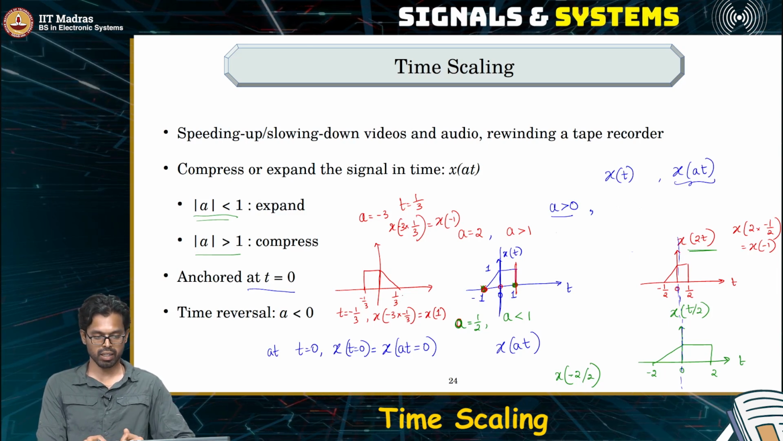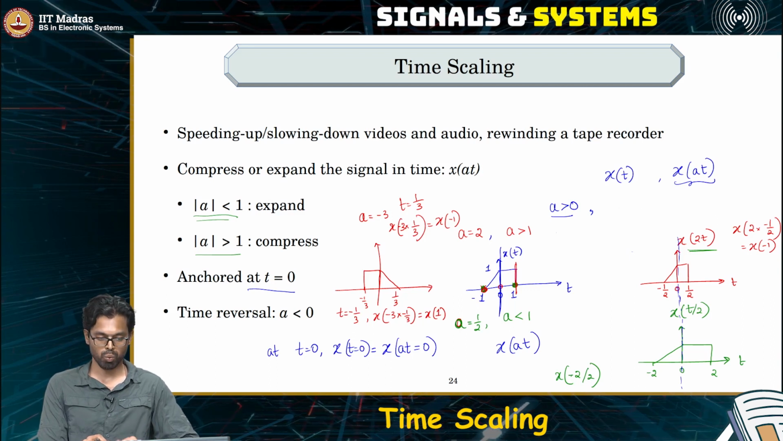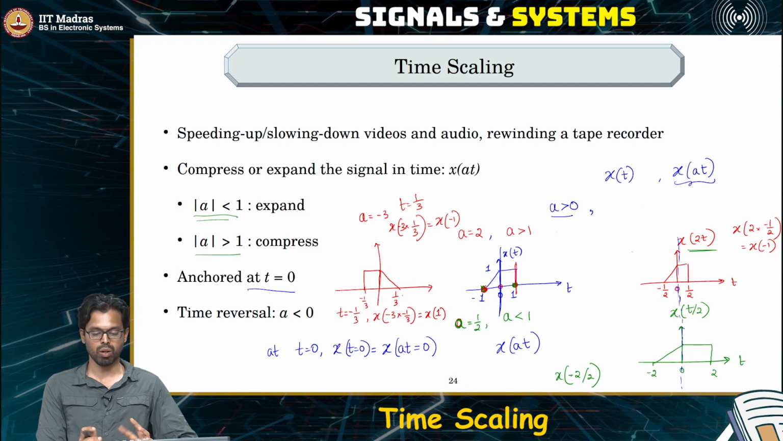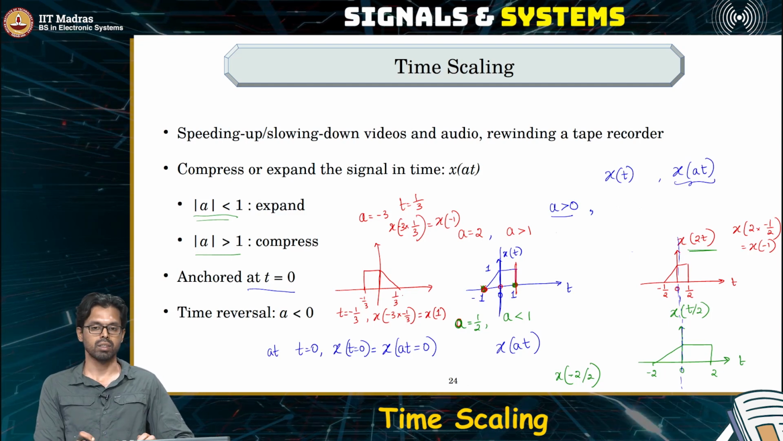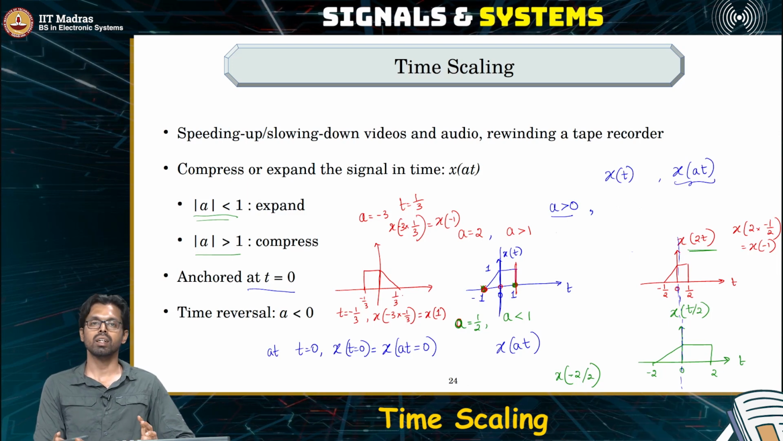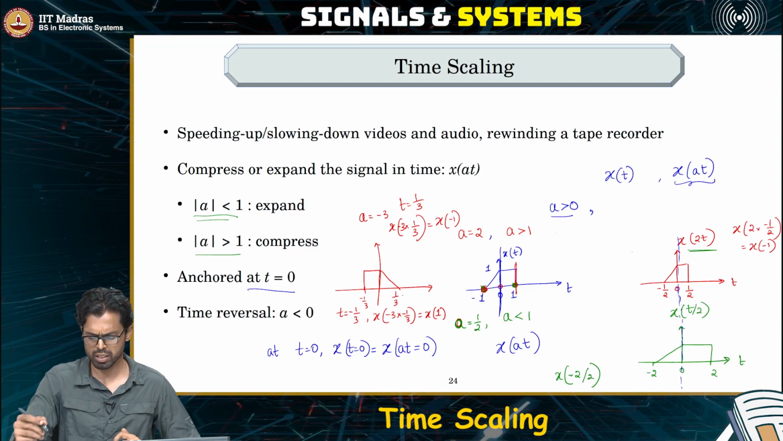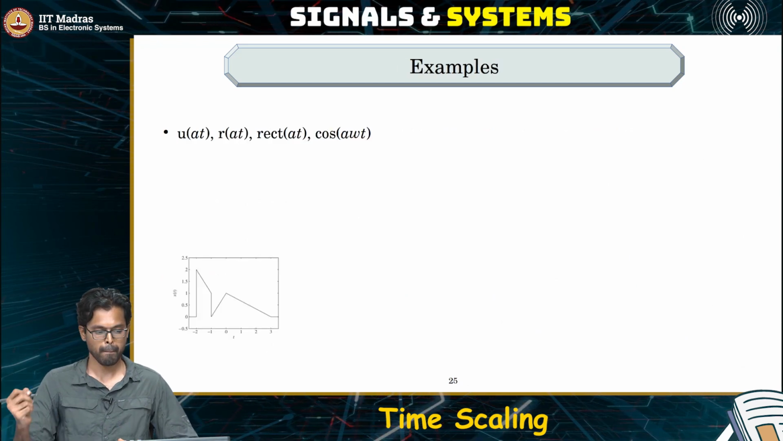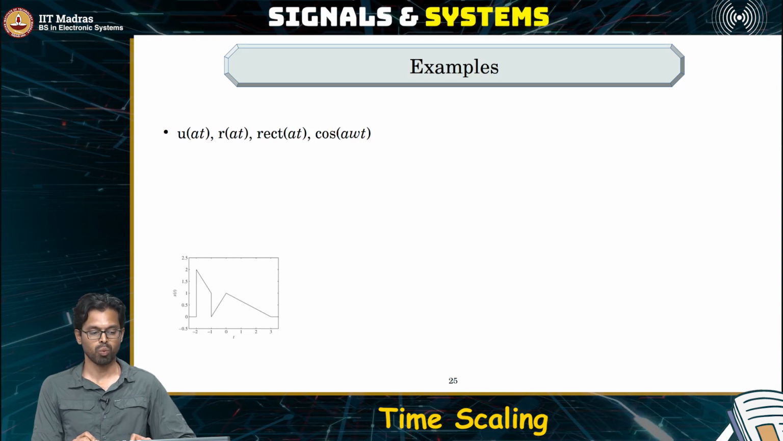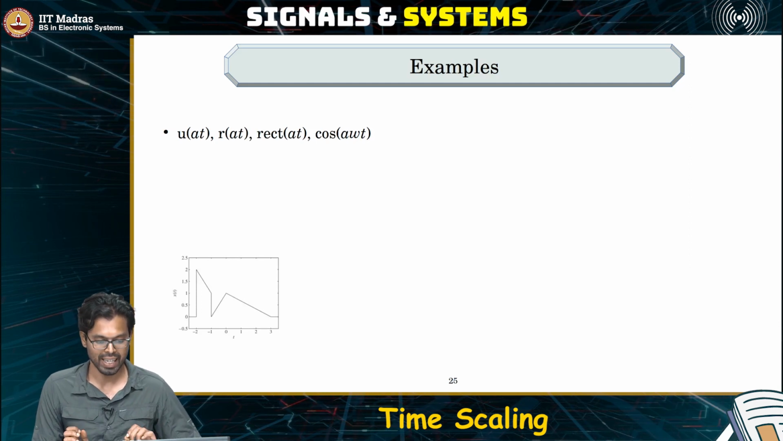Once again, if a is negative and the magnitude of a is less than 1, then we see that the signal gets time reversed, or flipped, and then it expands. If the magnitude of a is greater than 1 and a is negative, then it gets time reversed and compressed. Let's see some examples. As usual, we will see the standard signals and then understand what happens to these standard signals when we scale them in time.